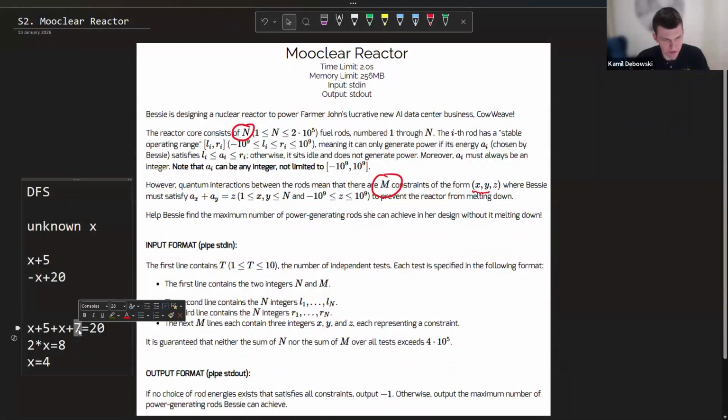Sometimes it will give you contradiction because of parity. For example, here we would have this. 3.5 is illegal, so you would say -1, impossible. If the two neighbors have different signs, like x and minus x, then you will either get contradiction, like here, or you will get no information, like here. This equality is always satisfied, so you don't gain anything.